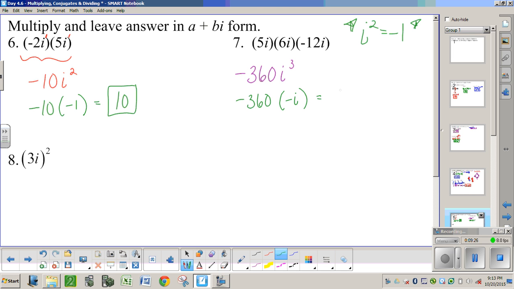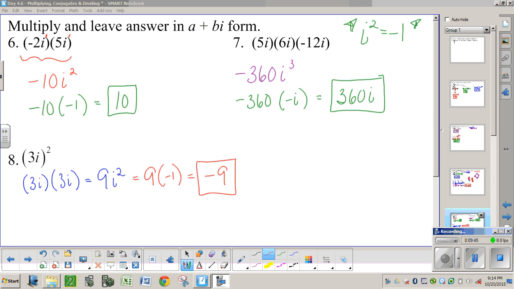And when I multiply those two together, I'm going to end up with a positive 360i. All right, I want you to try number 8 on your own. One thing I want you to keep in mind is if something is squared, it's multiplied by itself. All right, go ahead and try number 8.